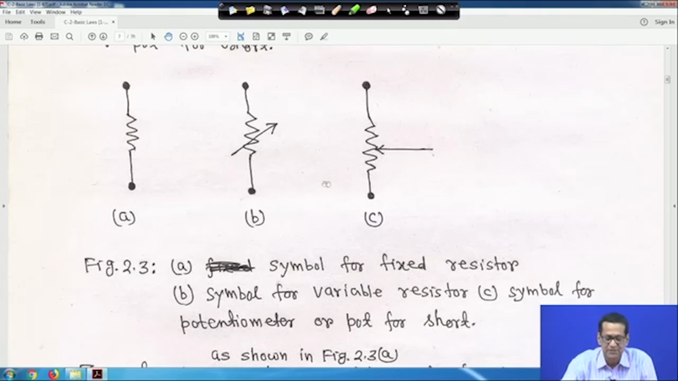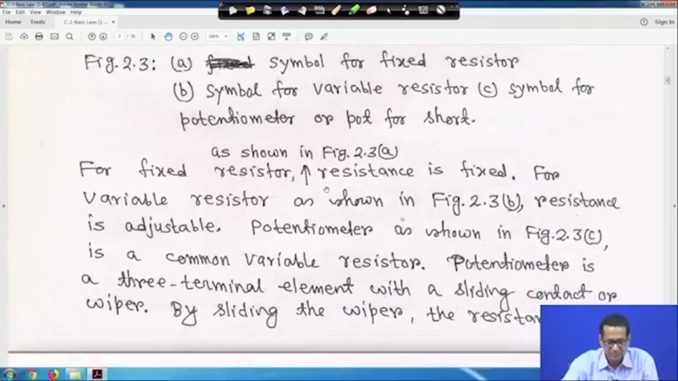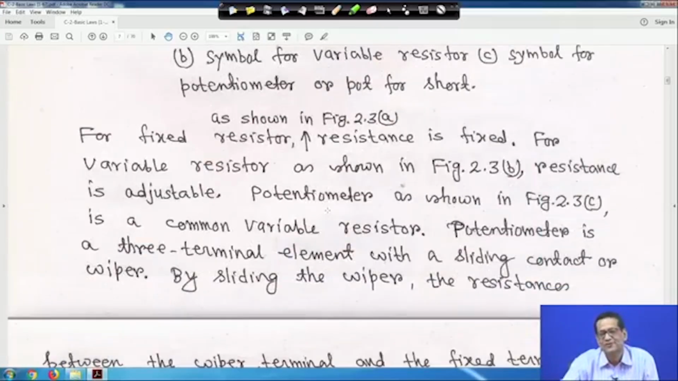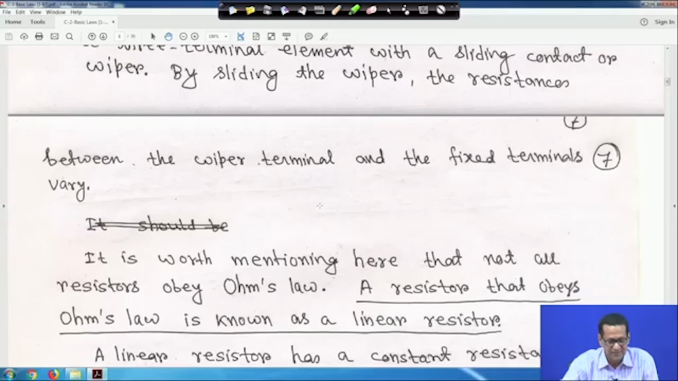So, this is a potentiometer and this is a variable resistor. When you make the arrow, it indicates a variable, but this is a fixed one. So, these are the symbols. Everything is written here, so I am not telling it again, right.